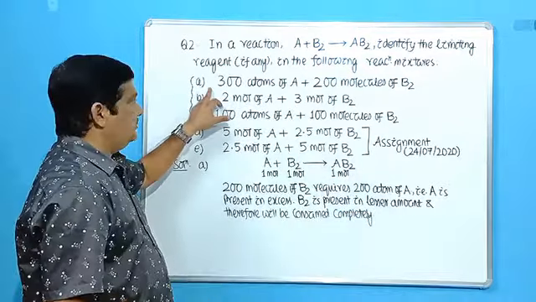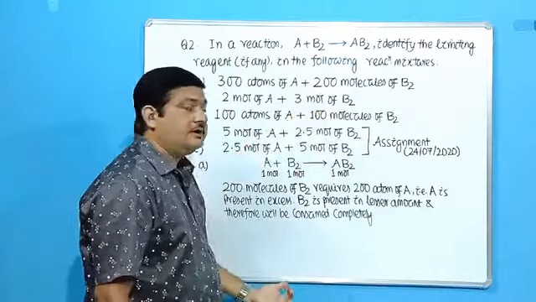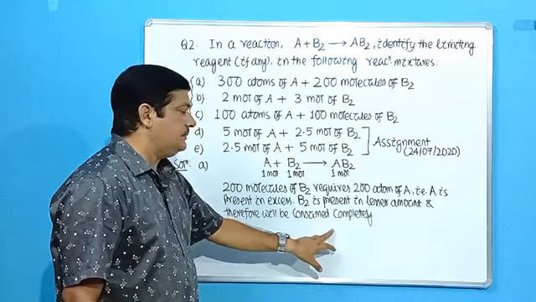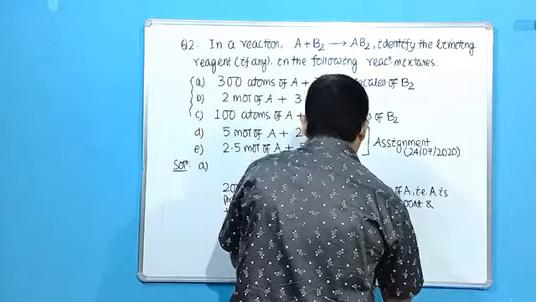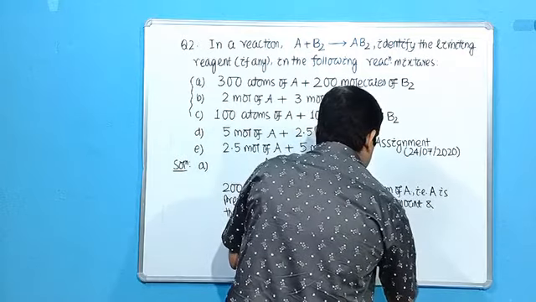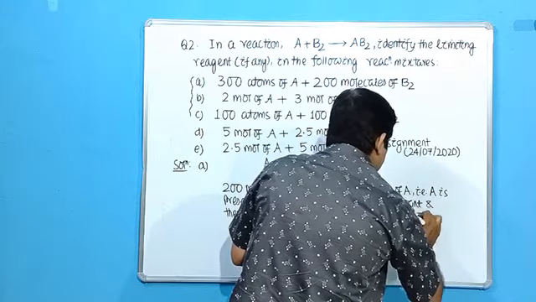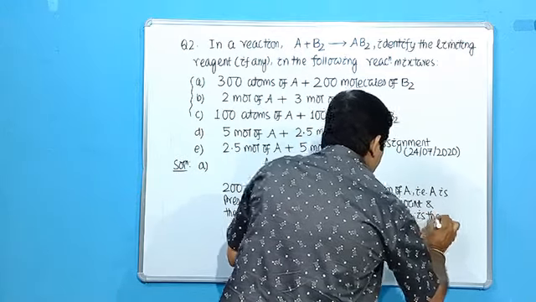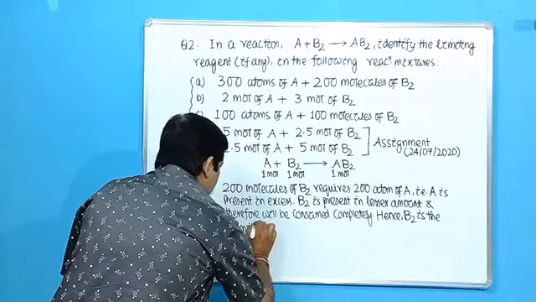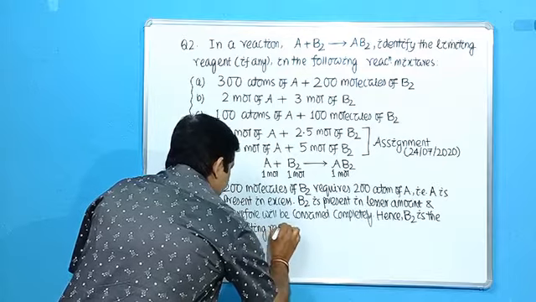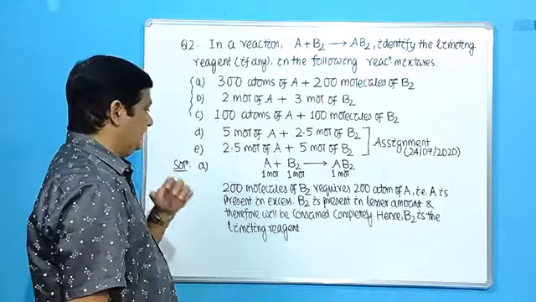So in problem number 1A, what is the limiting reagent? Now which will be consumed completely? Which is being consumed completely? Now B2. So hence B2 is the limiting reagent. So this is the answer of A.